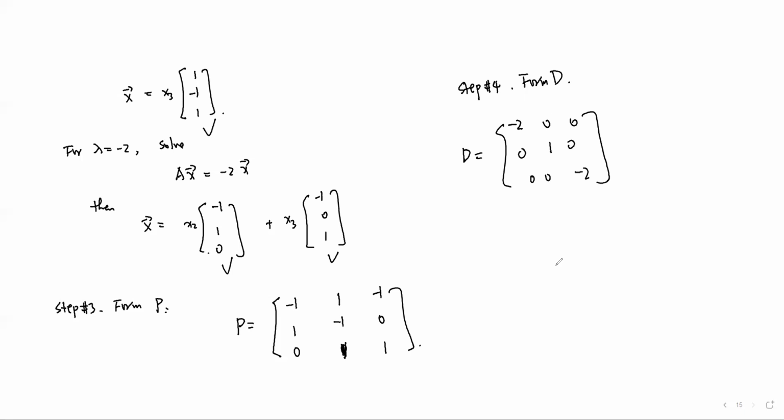If all the computations are correct, then we should have A equal to P times D times P inverse. You can do a check. Don't check with this equation because you need to compute the inverse. Move P to the right side and check this equation. If all the computations are correct, we should have this equation.